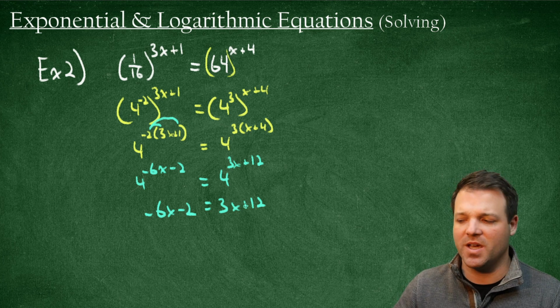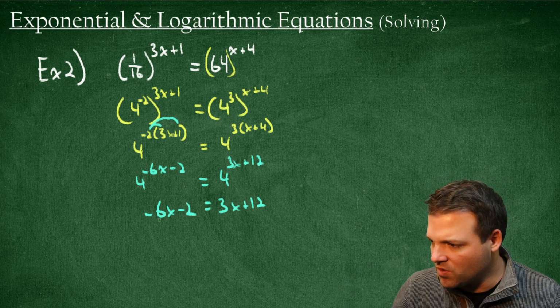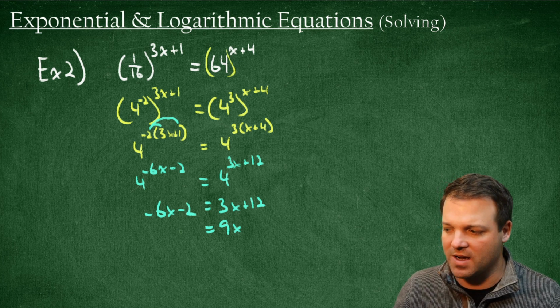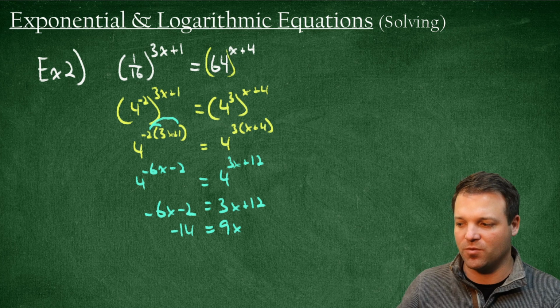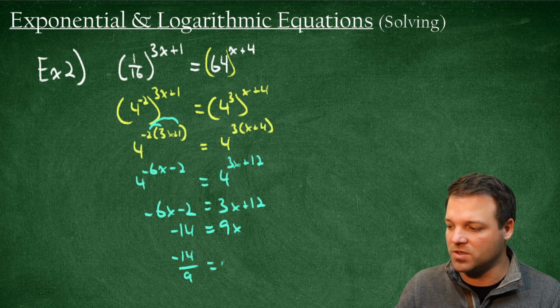And from here, it's just a matter of simplifying. So let's see here. I'm going to add 6x to the right-hand side. So that means I have 9x. I'm going to subtract this 12 over. So it's negative 14. Negative 2 minus 12 is negative 14. And then I'm going to divide both sides by 9, which means that negative 14 over 9 is equal to x.